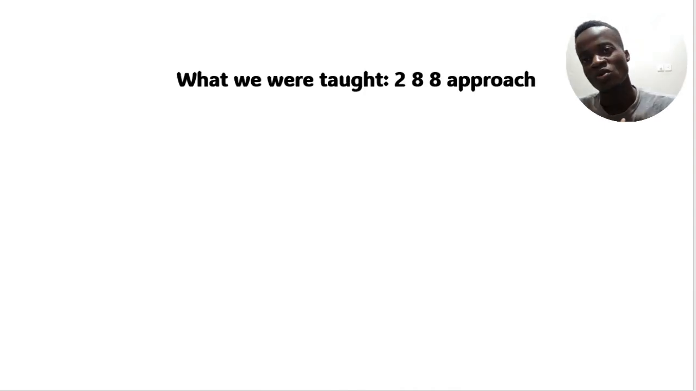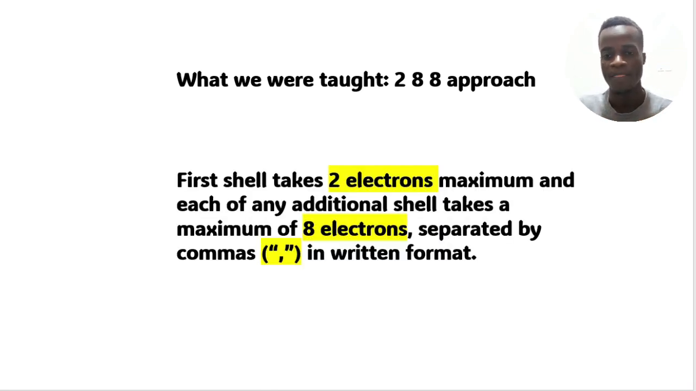Now, let's look at what we were taught in junior high school. In junior high school, we were taught this method, the 2-8-8 approach. This is how to fill the electrons inside the shells. We were told that the first shell takes 2 electrons maximum, and each of any additional shells that follows takes a maximum of 8 electrons as well. These are separated by commas, so it's like 2, 8, 8, 8, 8. The very first one is 2, and the rest follow 8, 8, 8. That's why I call it the 2-8-8 approach. That's what we were taught in junior high school.